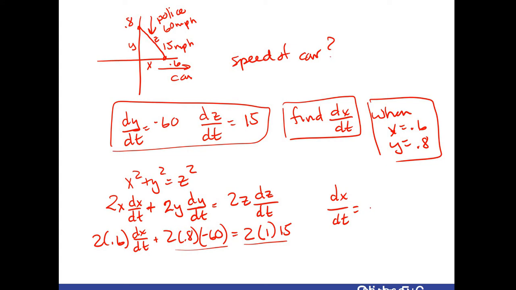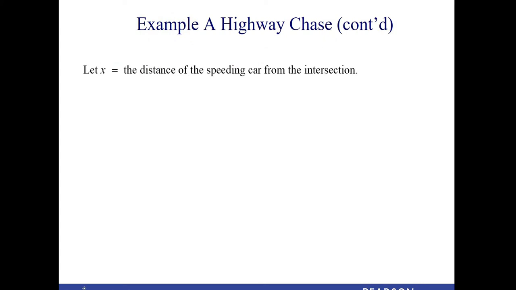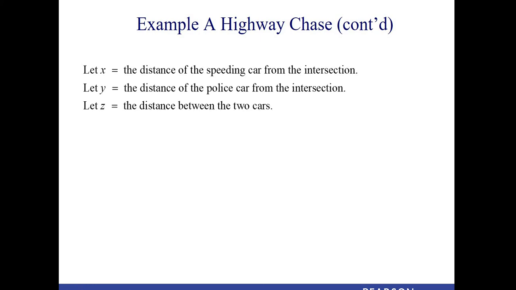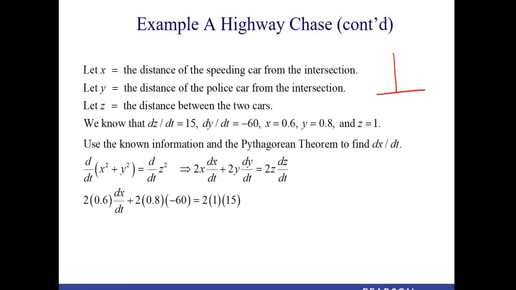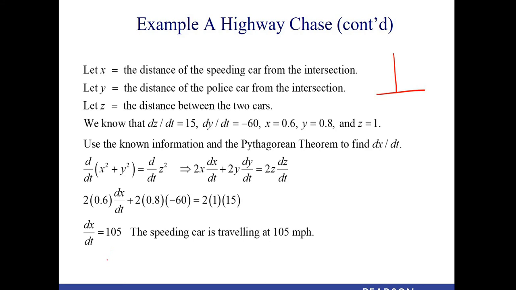I didn't do the math. Well, let's pause for a moment and do this. Okay, and I think on the next page we've got it. So here we go. They're going to do it for us again. So the distance between the two cars. And again, I think drawing that picture really helps for this. But doing it the same way we did, there's where we are. And then they get 105 for our dx/dt. So the car is traveling at 105 miles per hour.